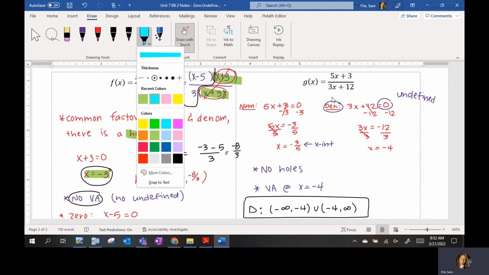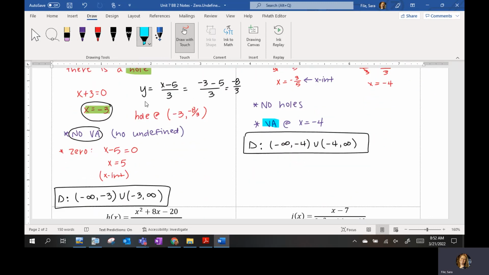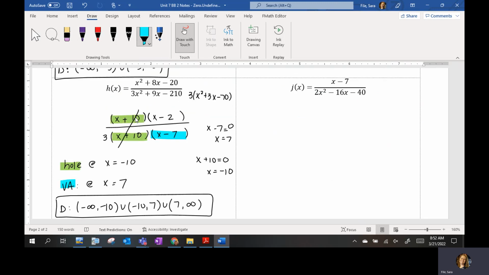And in this one, we had a vertical asymptote where the denominator would equal 0. Okay, but there was nothing to cancel, so there was no hole. So this one had a hole, this one had a vertical asymptote, this one had both. Let's try this last one.